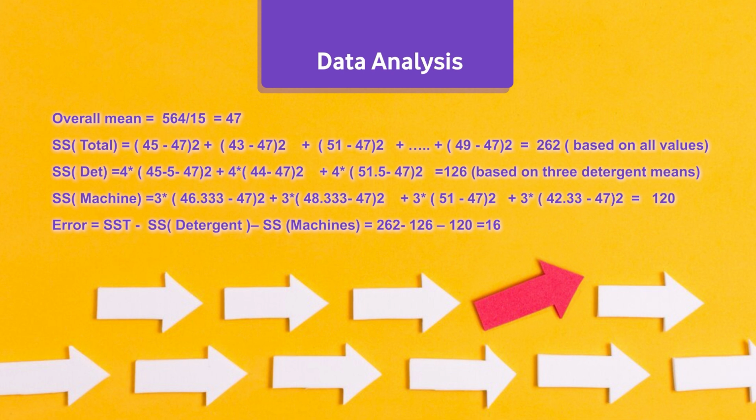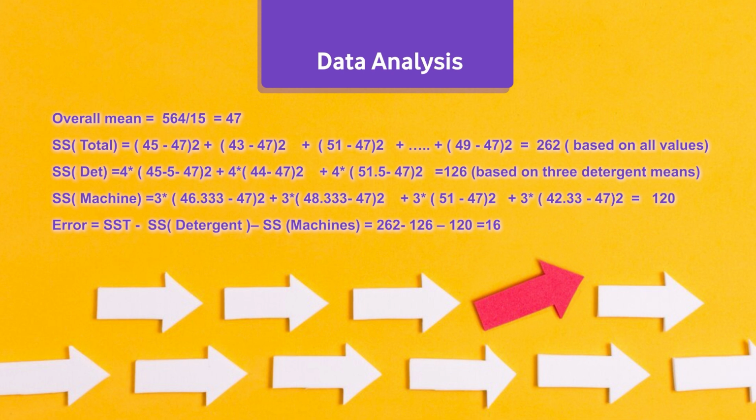Now, similarly we calculate the sum of squares due to machines. For the machines, we will use the rows. The mean for the first machine is 46.33, and the overall mean is 47. So, the first term is 46.33 minus 47, for machine 1, square it, multiply by 3, because the mean for the first machine is based on 3 values.